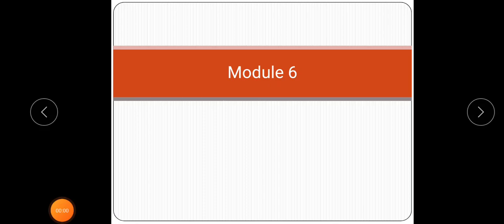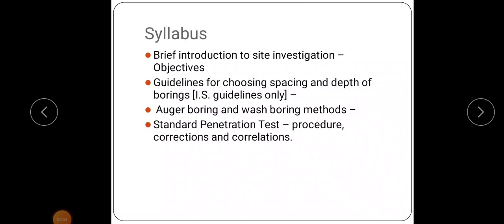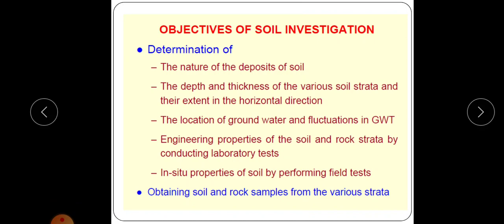Morning students. So we can start our sixth module, and the second half of the sixth module deals with site investigation. The syllabus is objectives, guidelines for choosing spacing and depth of boring, auger boring and wash boring method, standard penetration test, its procedure, corrections and correlations. So we can discuss site investigation.